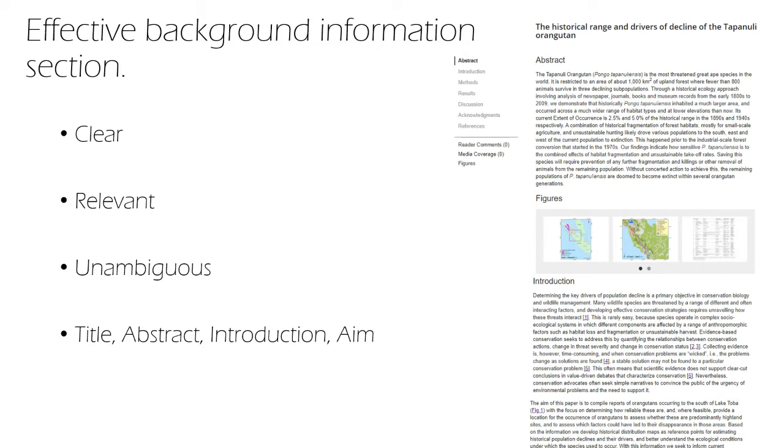So an effective background information section in a scientific report should contain an explanatory title, an abstract including aims and findings, and an introduction explaining the purpose and context of the study, including the use of any sources, supporting statements, citations, and references. It should be clear, relevant, unambiguous, and often follows the structure of a title, an abstract, introduction, and aim.